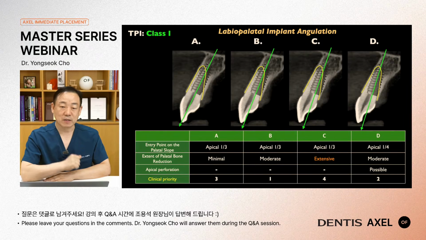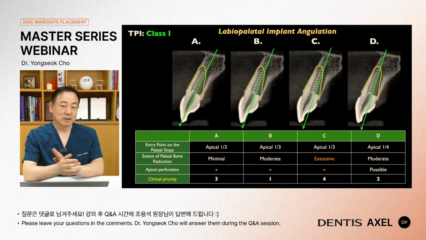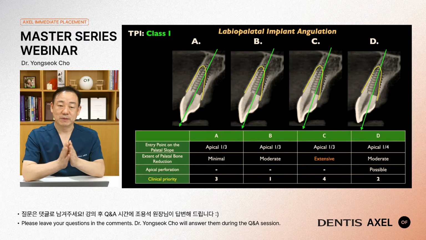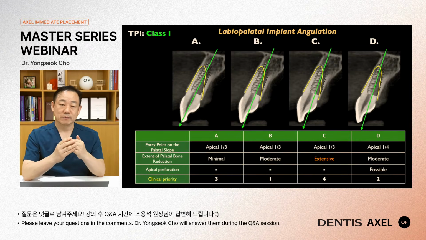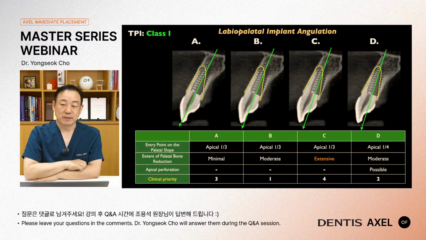So this is clinical priority number 1, diagram B. When we reduce the palatal bone much more, like diagram C, the axis is toward the cingulum. It is also possible, but I do not recommend grinding the palatal bone too much. It will cause another problem: during the restoration, palatal bulging will occur, which makes the patient uncomfortable when touching. So this is not recommended.